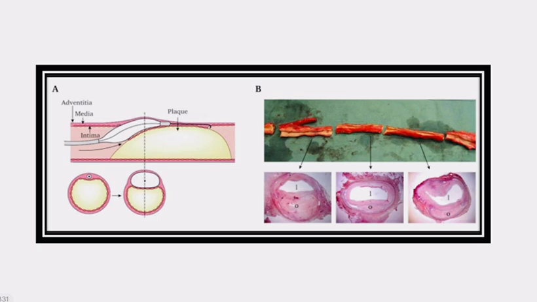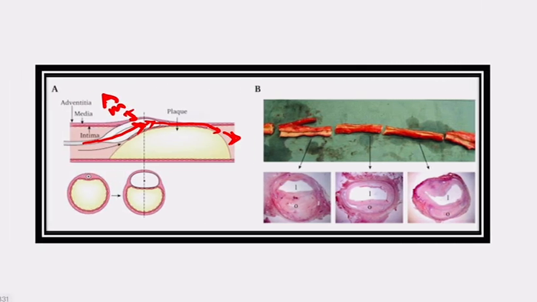First of all, this is a procedure of subintimal angioplasty. We know that the blood vessel layers are tunica adventitia, tunica media, and tunica intima. In subintimal angioplasty, the catheter pierces the intima and goes between the intima and media, then again pierces the intima and comes back to the lumen. So it is technically a relatively difficult procedure, but it was done in this patient.